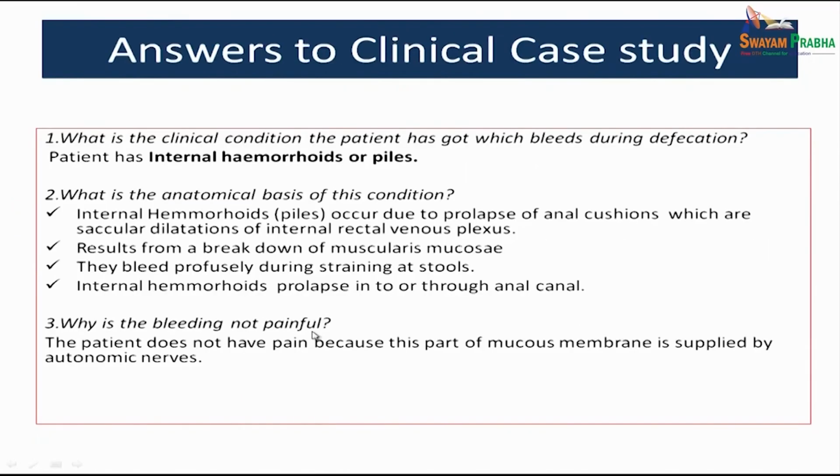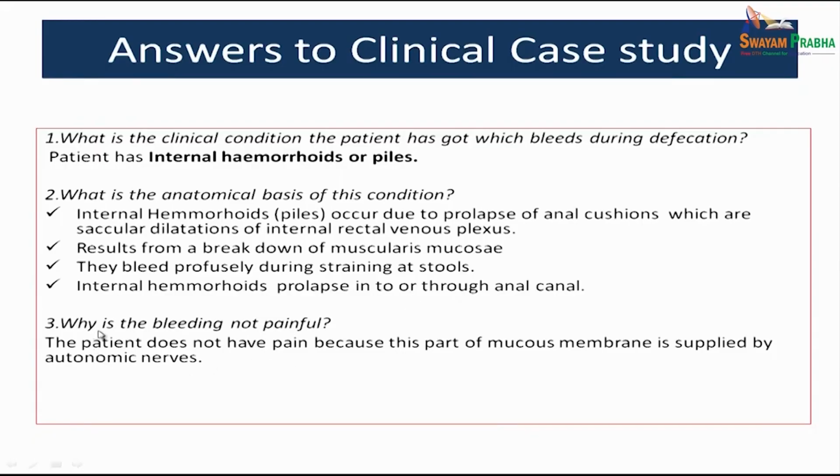So, we will discuss the questions. The clinical condition which bleeds during defecation is internal hemorrhoids or piles. The patient is having internal hemorrhoids or piles. The anatomical basis of this condition is that piles occur due to prolapse of the anal cushions, which are saccular dilatations of the internal rectal venous plexus, which you have studied in detail. This is because of a breakdown of muscularis mucosa. The patient bleeds profusely during straining at stools. It is a clinical case we have seen, and the internal hemorrhoids usually prolapse into or through the anal canal. The patient had this presentation also.